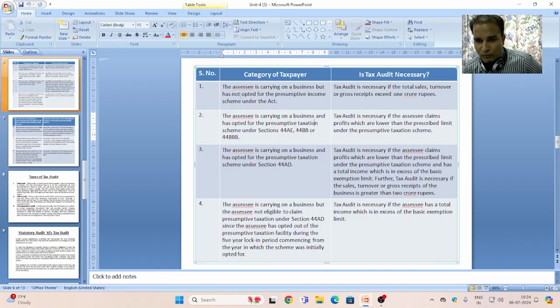So, in the first point, the SSC has not opted for presumptive income. In the second point, the SSC opted for the presumptive taxation scheme, but the SSC claims that profit is lower than the prescribed limit provided under the presumptive taxation scheme. So, if he claims that profit is lower than the limit provided in the presumptive taxation scheme, then tax audit is necessary for this SSC.